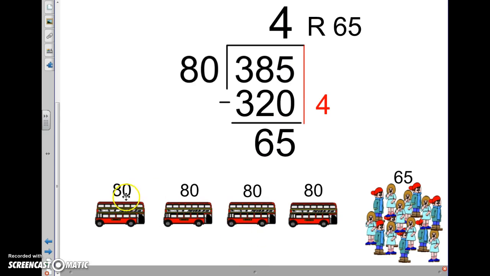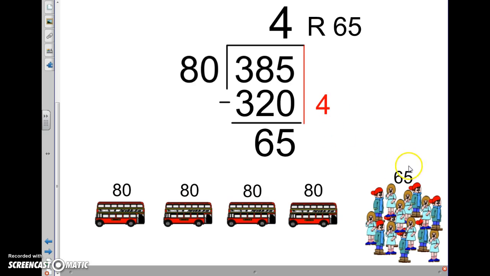Now, a lot of times illustrating helps us when we're dealing with word problems. What this is going to look like is that there's 1, 2, 3, 4 buses. Remember, there's 80 passengers in each bus. So this is the quotient part up here. The remainder of 65 means there's 65 people that are just sitting on the sidewalk waiting to say, no, don't leave us behind. And we can't do that, right?